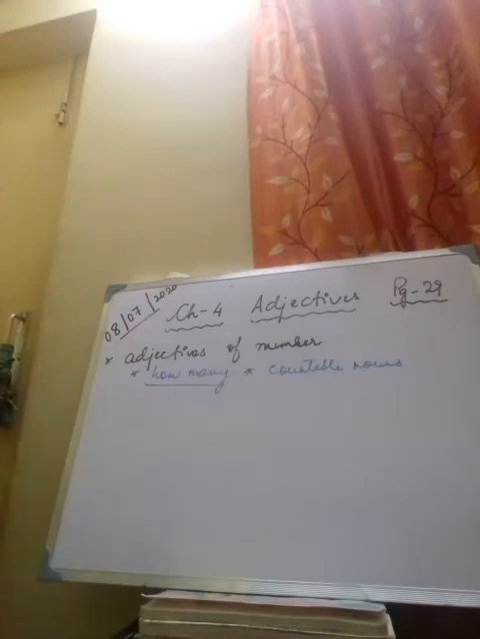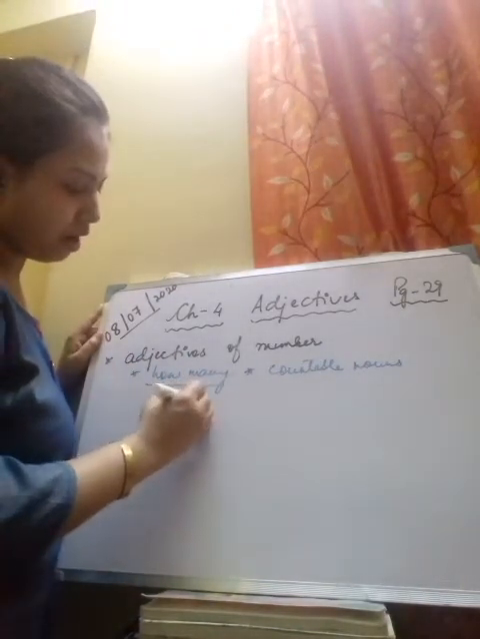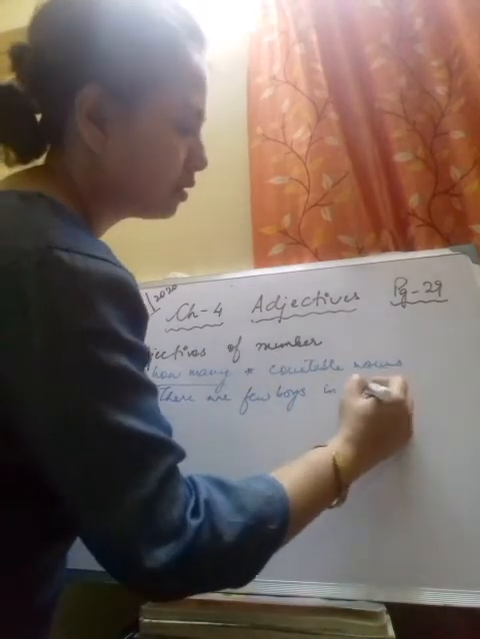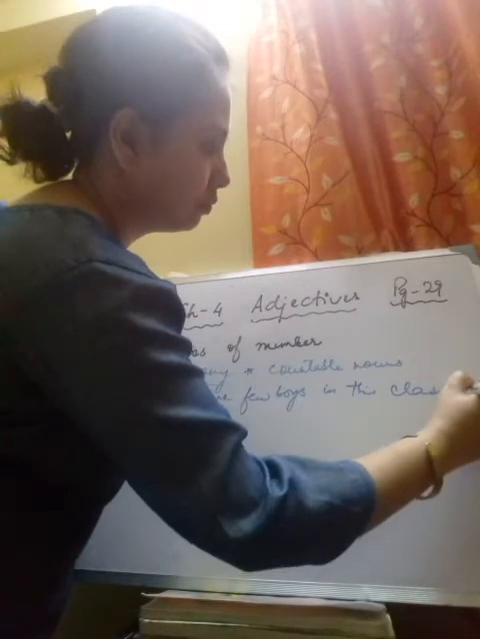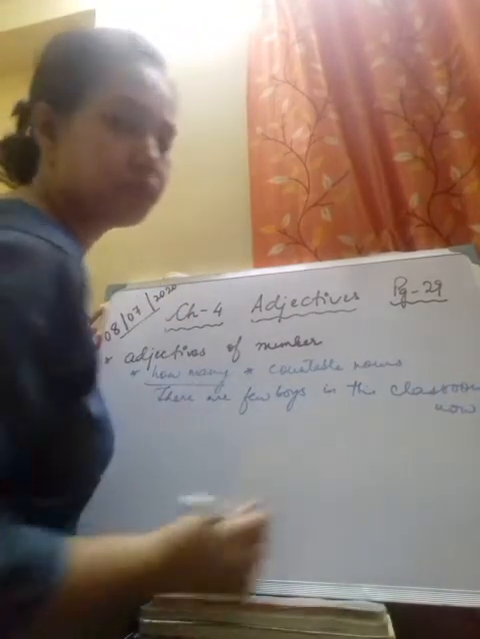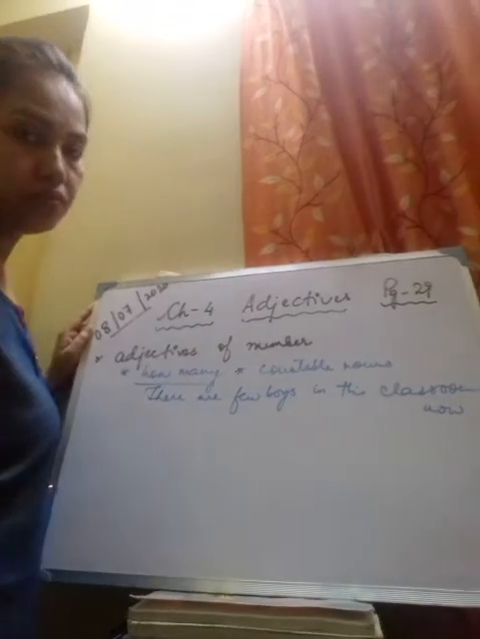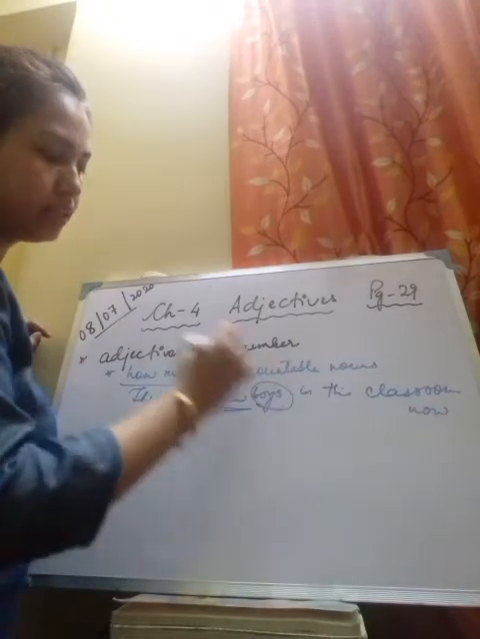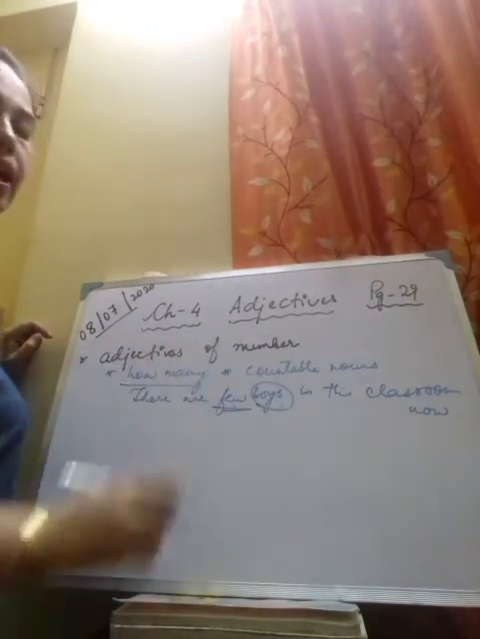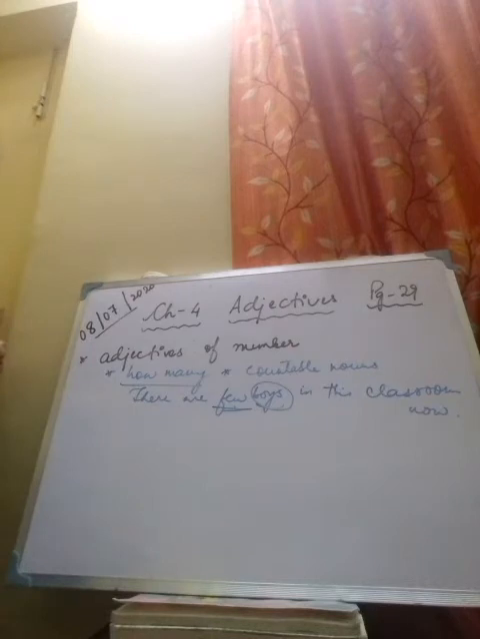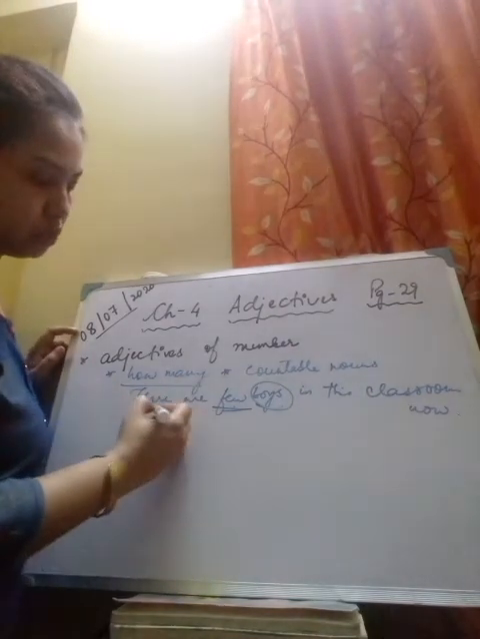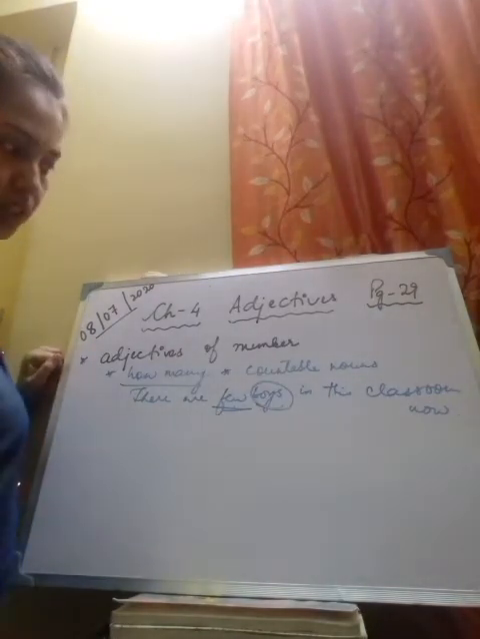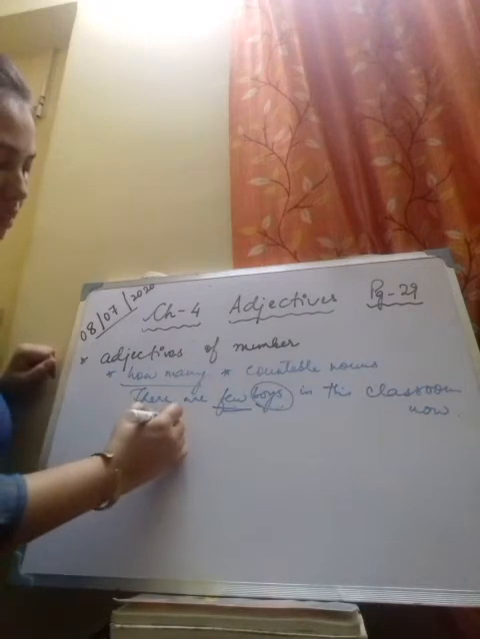For example, there are few boys in this classroom. Here, few stands for the countable noun boys. Hence, few is used as an adjective of number. Now here, sometimes we use cardinals or ordinals for adjectives of number. Which are the cardinals?